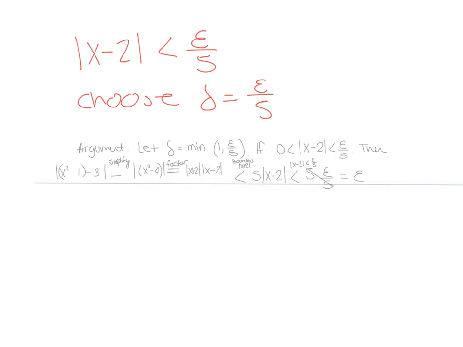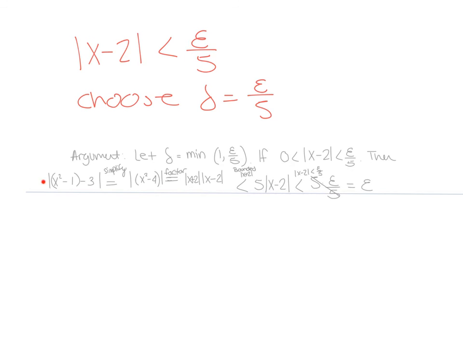Okay, and that's it. So here we took f of x, our limit, we simplified, we factored, we got these factors, we bounded specifically x + 2 by 5, and then we showed that what we chose for delta, which was epsilon over 5, by multiplying it by 5, was equivalent to epsilon.